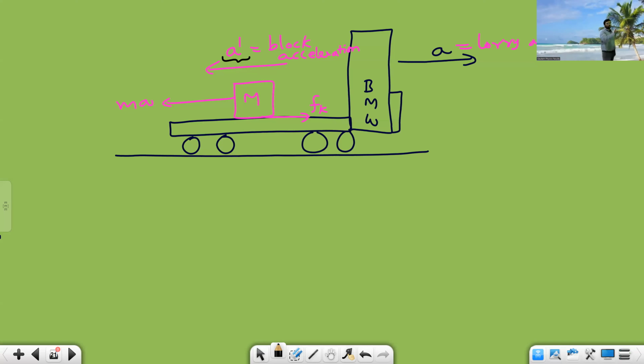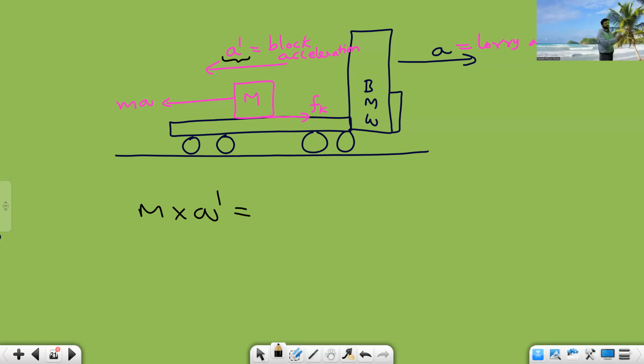So see here, M into A is the net force acting on the body. Here I have to put M A dash as the net force acting on the body. The body is going back. Take the block on the lorry: if the lorry suddenly goes front, you go and sit at the back of the lorry, you'll go back and fall down from the lorry. With what acceleration you are moving, that we are going to check here.